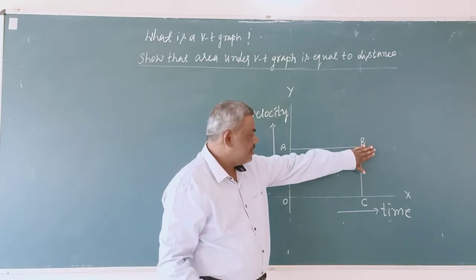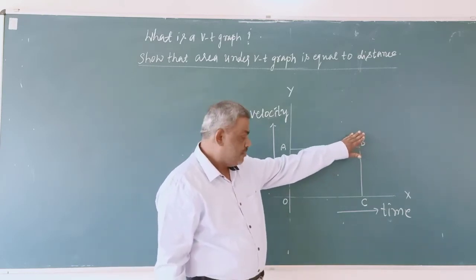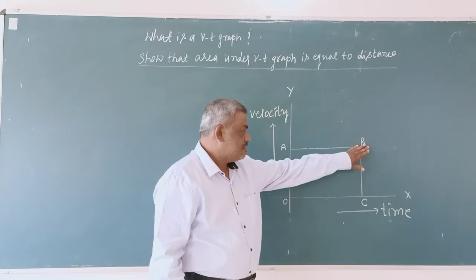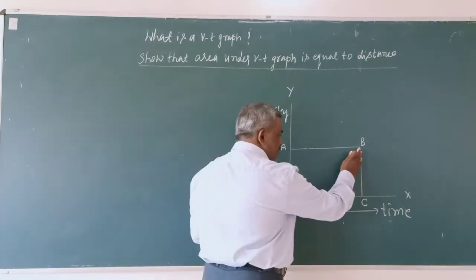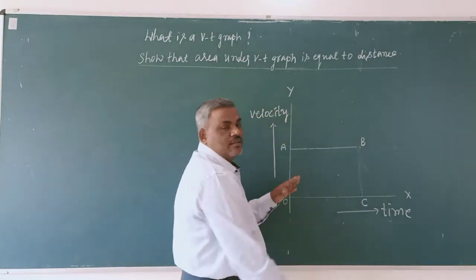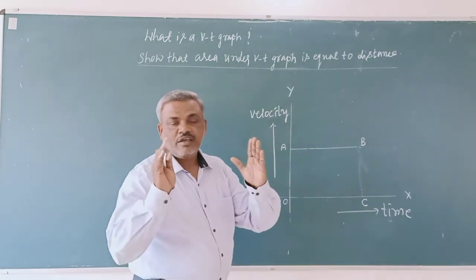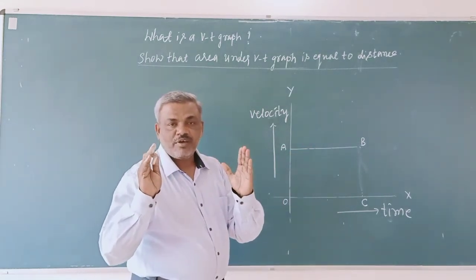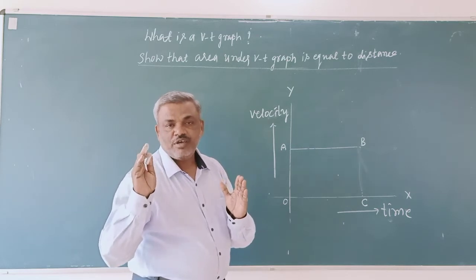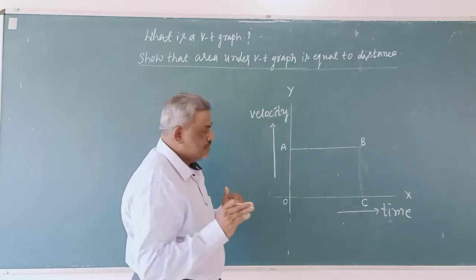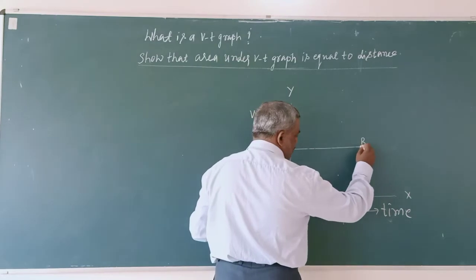So here the line AB is parallel to the x-axis. This graph shows that AB, parallel to the time axis, is a velocity-time graph for a body moving with uniform velocity. Now join this one.